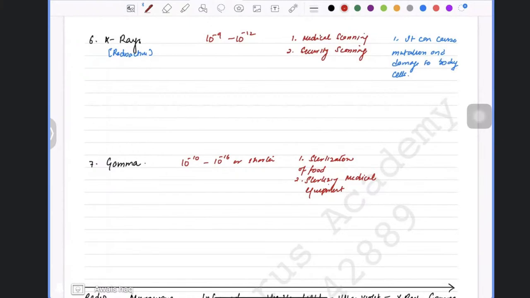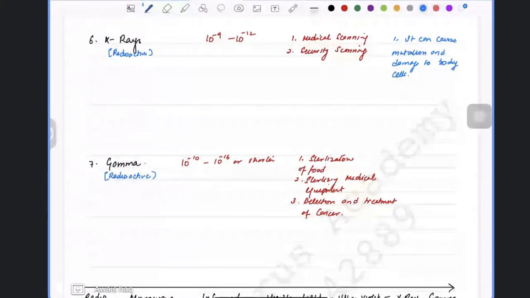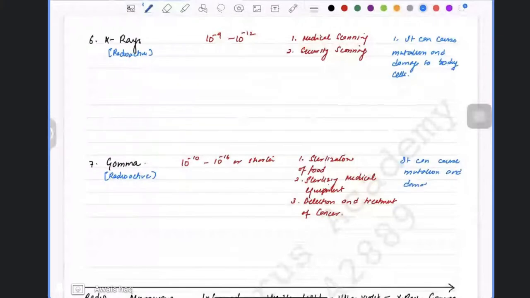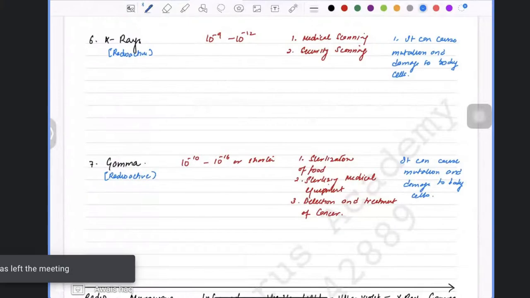Anyway, then they're also used in detection and treatment of cancer. Because this is also radioactive, that would mean that it can cause mutation as well and damage to body cells. So that's something you guys should remember. Okay. Let me know if you have a question here, please.